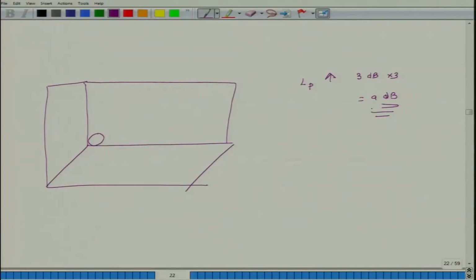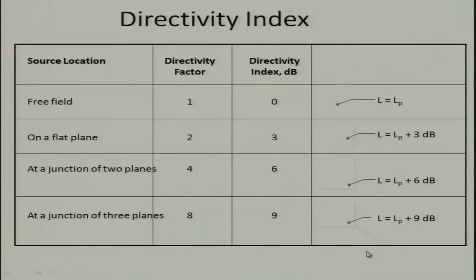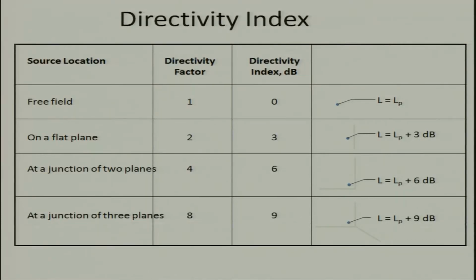So, just very quickly we will see one last slide for today, that because of the presence of reflecting surfaces, there is an additional directivity factor. If it is in a free field, meaning no reflecting surfaces whatsoever, then whatever LP we are calculating is fine from the formula which I had expressed earlier. If I have a flat plane and my sound producing object is located on that flat plane, then I have to add 3 more decibels. If it is at the junction of 2 planes, then I have to add 6 more decibels. And if my sound producing object is at the junction of 3 mutually perpendicular planes, then I have to add 9 extra decibels.